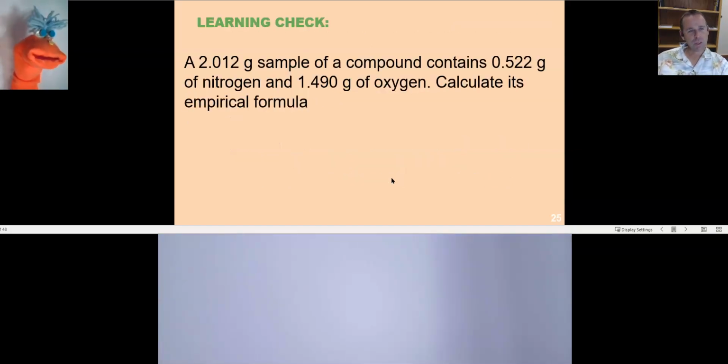So if I have a 2.012 gram sample of a compound that contains that much nitrogen and that much oxygen, we want to know its empirical formula. The first thing we have to do is get these grams into moles, because the molar ratio is the empirical formula.